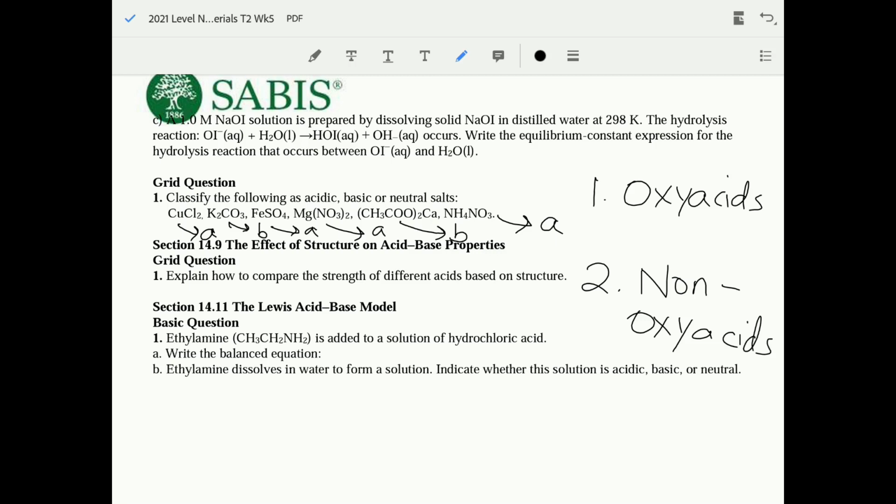So oxy acids are acids that have an oxygen in them. Anything, HClO4, HOI, anything, blah blah blah. And non-oxy acids are acids that don't come under the oxy acids label, I guess. So first let's talk about oxy acids. What makes an oxy acid strong?